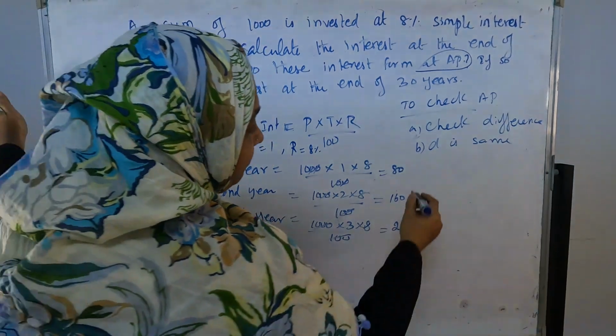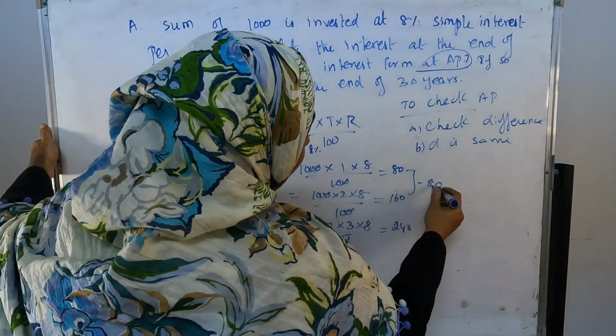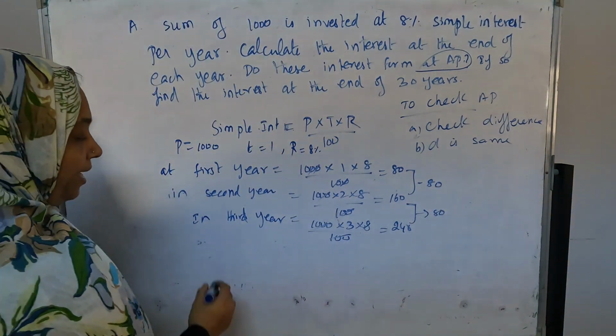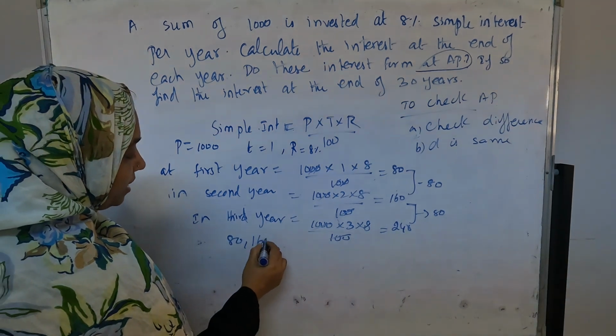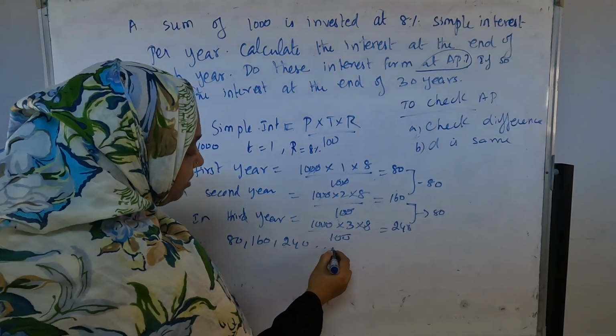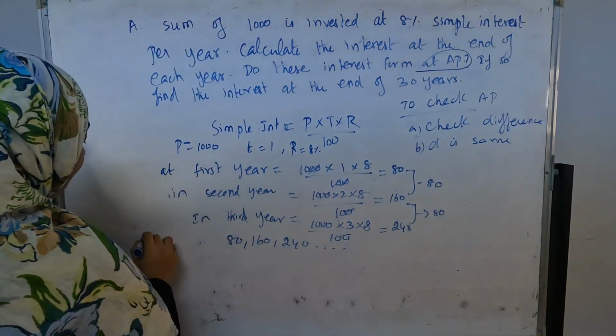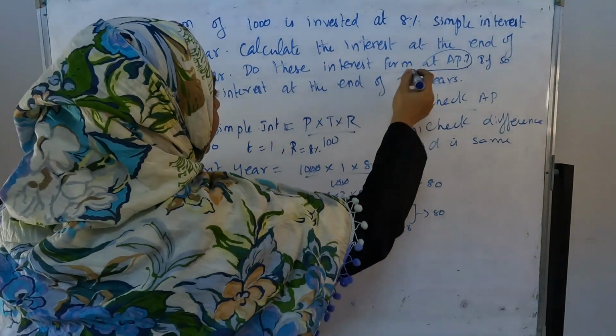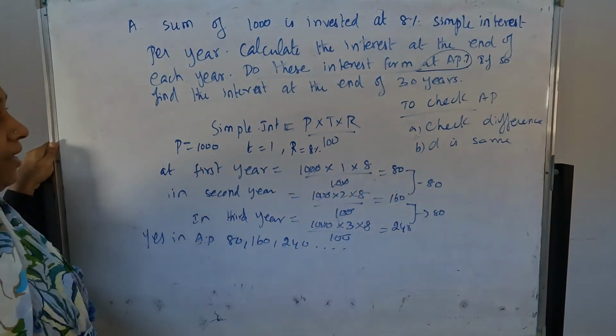Now you check what is the difference here. This is 80 is the difference. What is the difference here? This is also 80. Yes, it is in AP. So 80, 160, 240. Three terms is enough. Yes, in AP. First part is over.